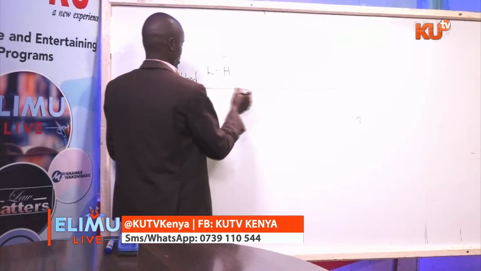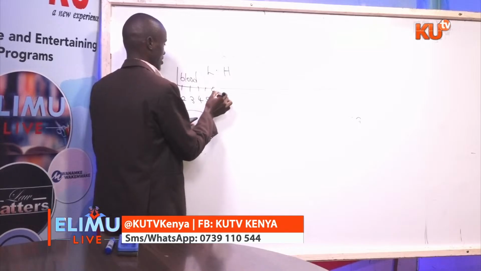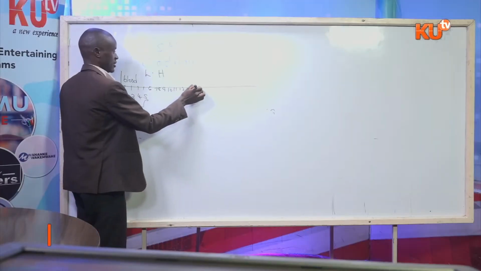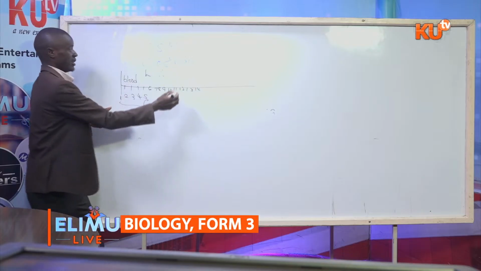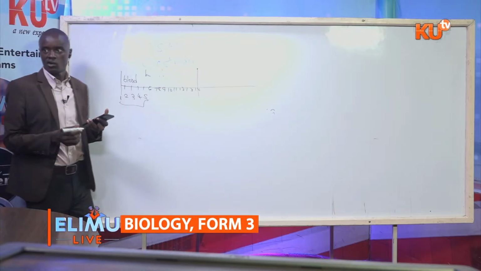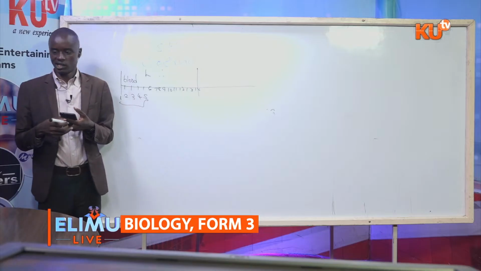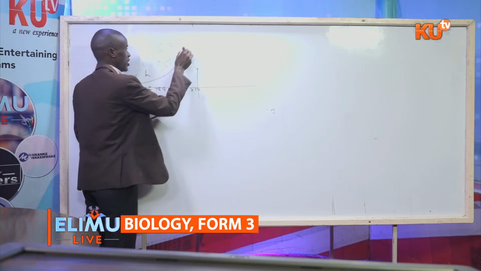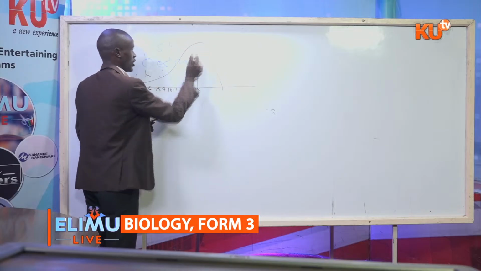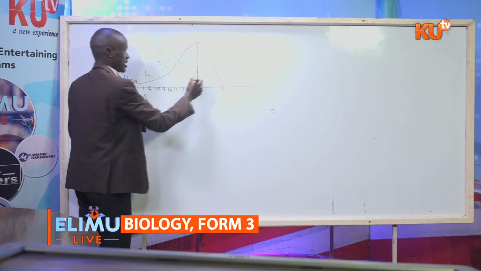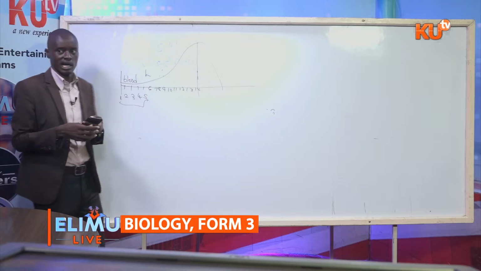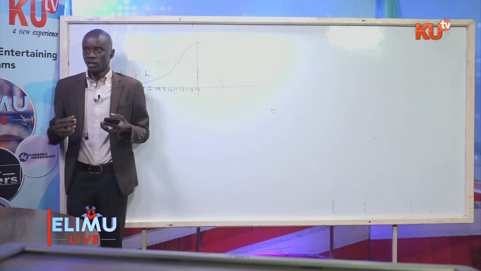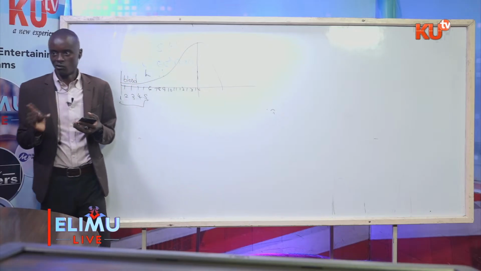Now, what is the 14th day? Let's see. This is the 14th day of the cycle when ovulation takes place. Now, on this day, the concentration of luteinizing hormone is highest, so that the mature Graafian follicle bursts open to release the ovum.